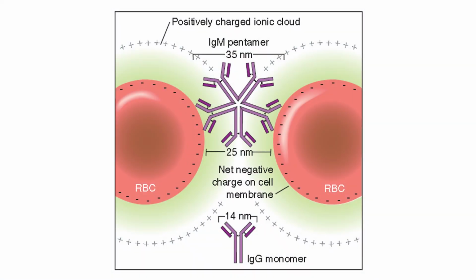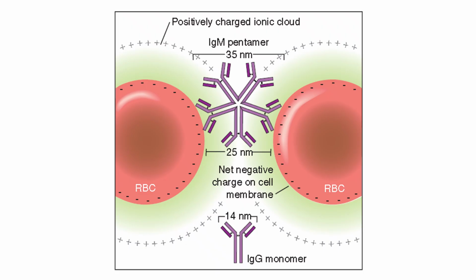The image illustrates how two types of antibodies, IgM and IgG, interact differently with red blood cells, particularly in the context of agglutination or clumping of cells. Red blood cells have a net negative charge on their surface, so this creates a natural repulsion between cells, preventing them from sticking together under normal conditions. Surrounding each RBC is a positively charged ionic cloud, which contributes to a separation distance known as the zeta potential. So this keeps RBCs spaced apart.